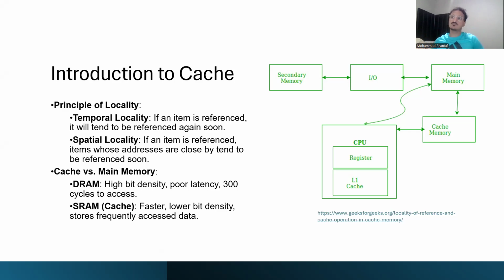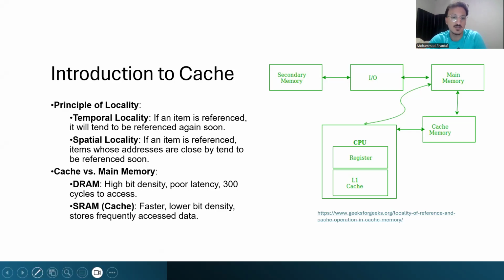What is also the difference between a cache and a main memory? Just like the difference between a DRAM and an SRAM. A DRAM is a regular main memory, just like we discussed in lecture 7 last week. And an SRAM is a cache memory. An SRAM is faster, but has a lower bit density, and it stores frequently accessed data, whereas the DRAM has higher bit density, poorer latency, and takes more cycles to access.